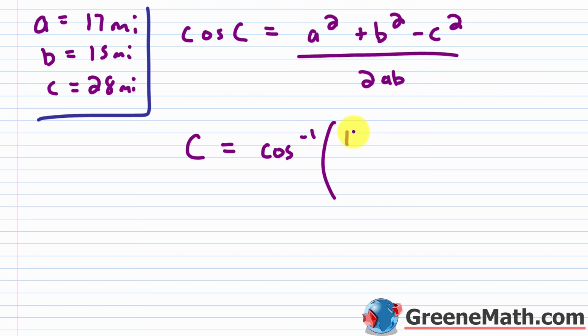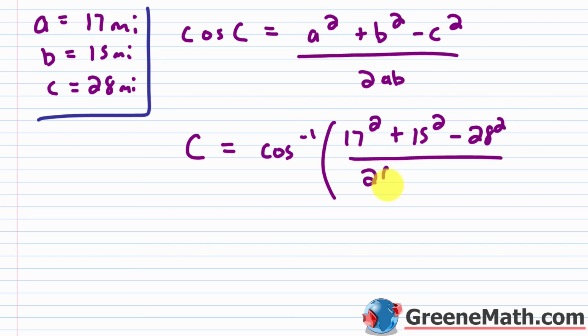So a is going to be 17, that's squared, plus b is going to be 15, that's squared, minus c is going to be 28, that's squared, all over 2 times your 17 times your 15. So just punch this into a calculator, use your cosine inverse function, and let's say that's about 122 degrees, if we round to the nearest tenth. So I'll say here that c is approximately 122 degrees.